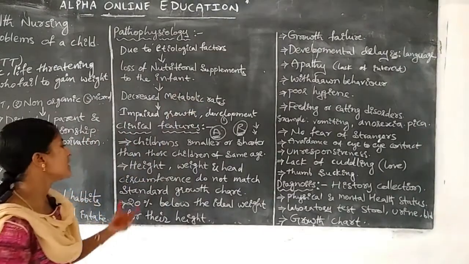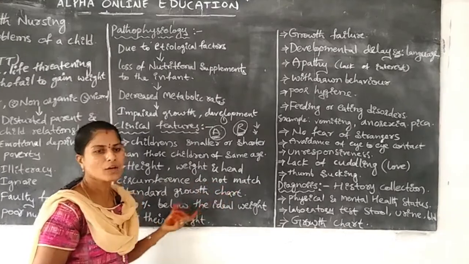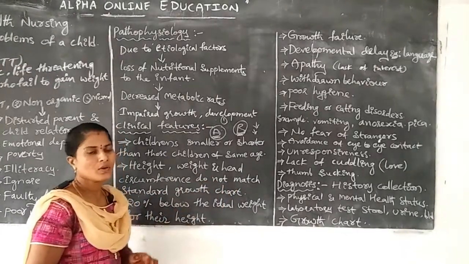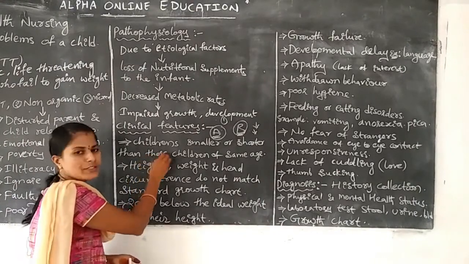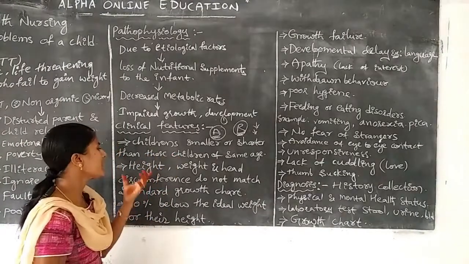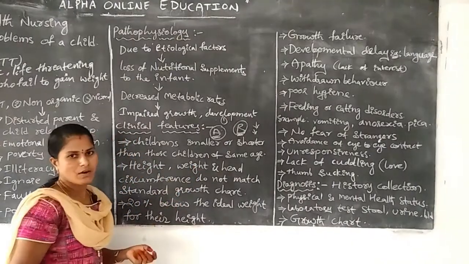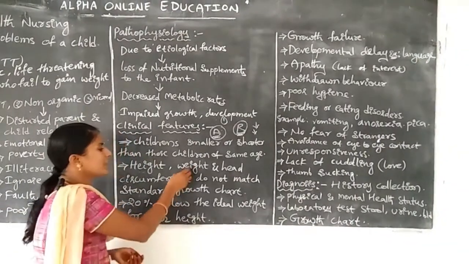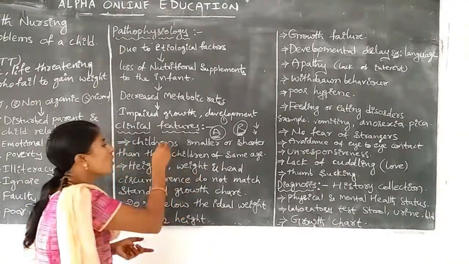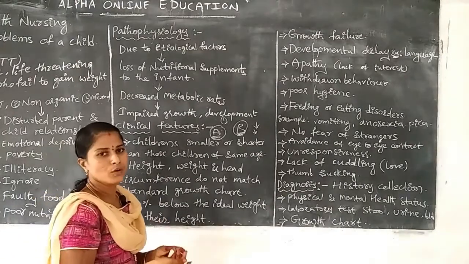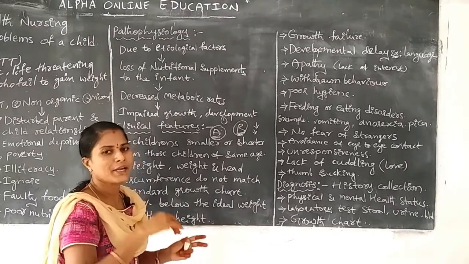Next, the height, weight and head circumference do not match according to the growth chart. Here the average height should be 74 to 76 centimeters, and the weight up to 1 year of age should be 9 to 10 kgs. Those suffering with growth failure do not have sufficient weight and height according to their age.